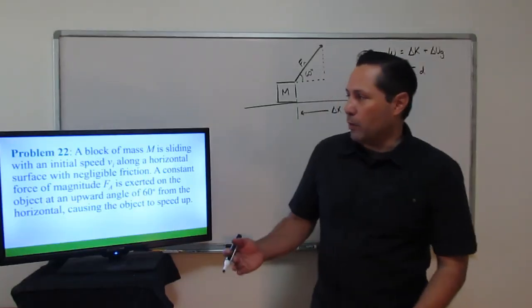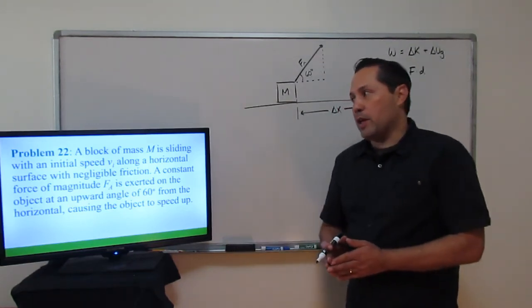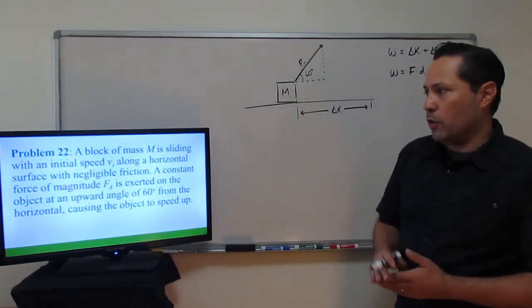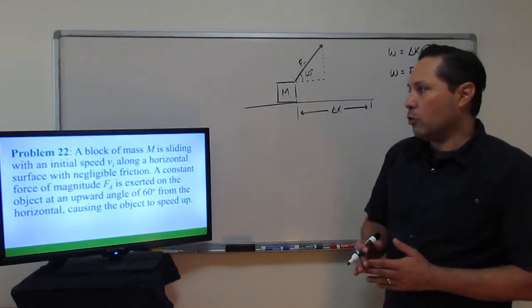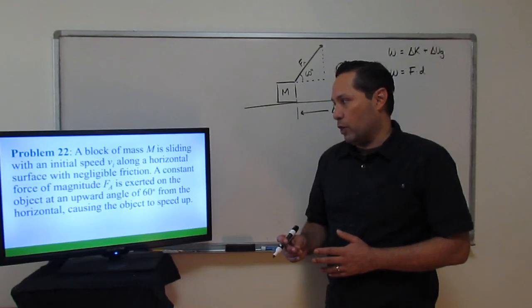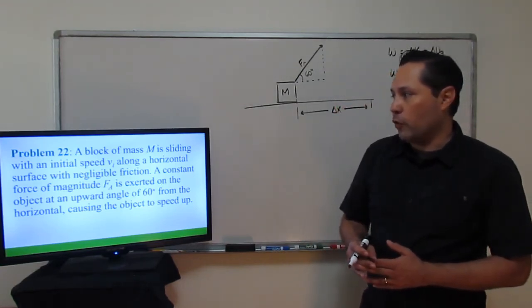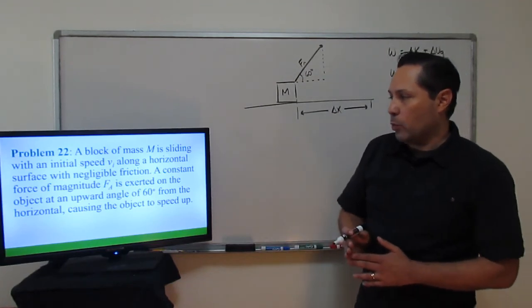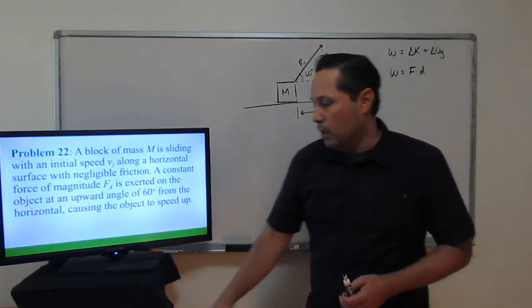Up next for us is problem number 22. In this problem, they ask you the following question. A block of mass M is sliding with an initial speed of VI along a horizontal surface of negligible friction. A constant force of FA is applied at a 60-degree angle upwards from the horizontal, causing the object to speed up.